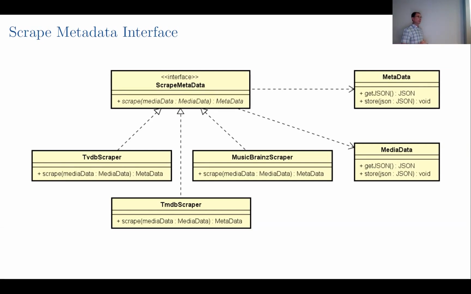And all they need to know is what's the data I want for this particular type of media, and then they return the appropriate metadata. And so I'll have a metadata object and a media data object, which is how we pass the data from the core system to the plugins.